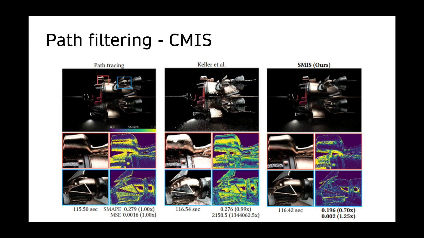The paper shows a highly glossy scene rendered with three different methods given the same time budget. Here on the left, there is path tracing as a baseline. In the middle, there is color path filtering, where bias due to filtering is visibly noticeable. And on the right, there is SMIS-based path filtering, which shows not only reduced bias compared to the other technique, but also reduced noise compared to path tracing.